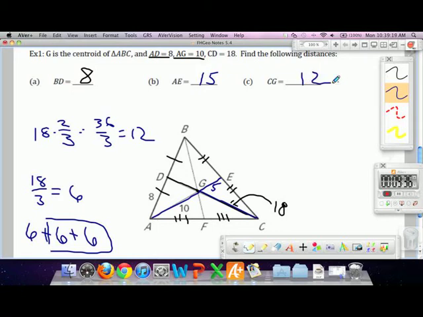You'll see some more questions like this in your homework tonight. I'll give you a triangle, tell you you've got a centroid here, then we'll do some 2/3, 1/3, half, and twice as big calculations.